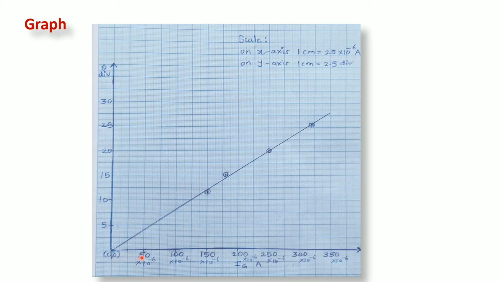On the x-axis, as there are 10 divisions in 1 centimeter, 25 divided by 10 will be 2.5. So each line on the x-axis corresponds to 2.5 microampere current. Clear? Is it understood? So that will be 2.5 into 10 raised to minus 6 ampere. So two lines correspond to how much? 5 microampere current, and 4 lines correspond to 10 microampere current. Clear? On the x-axis, one line corresponds to 2.5 microampere current, two lines correspond to 5 microampere current, and 4 lines correspond to 10 microampere current.